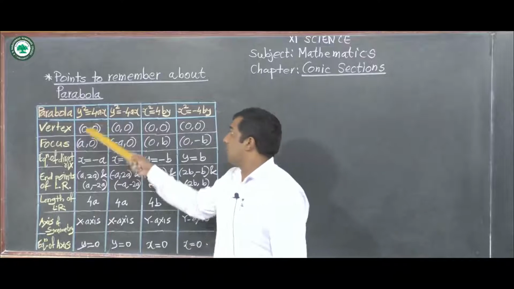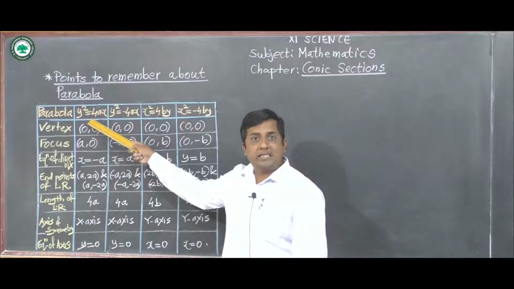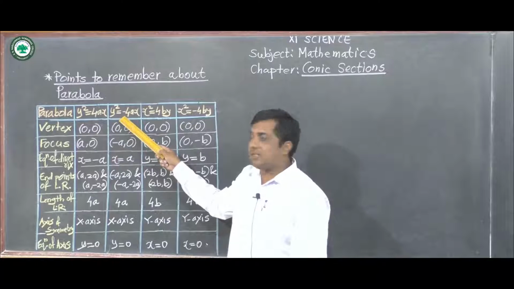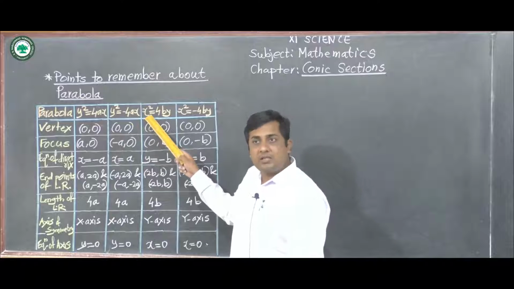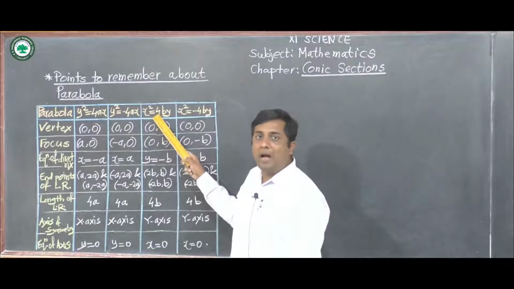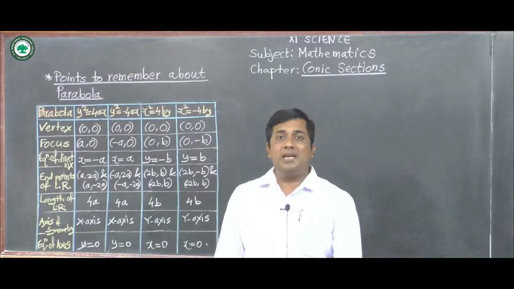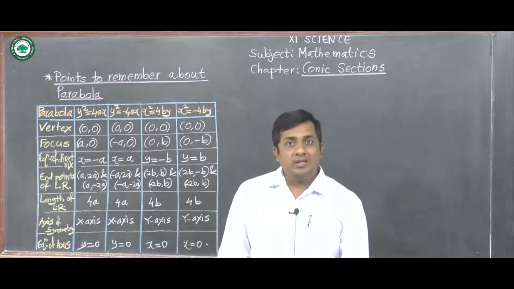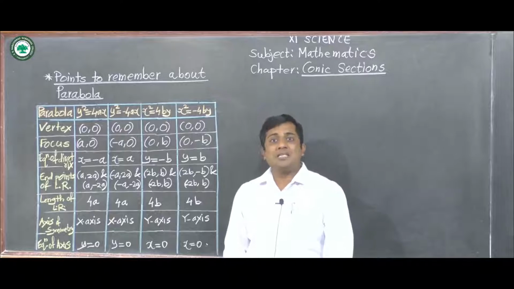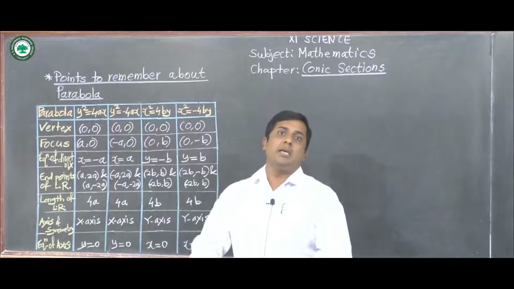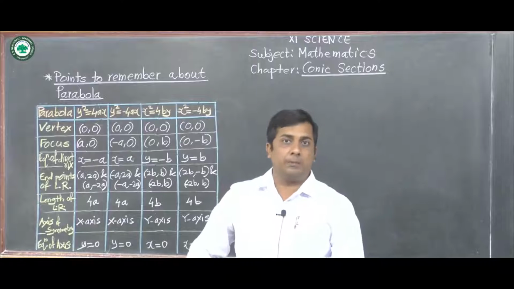Here first is y square is equal to 4ax. Second is y square is equal to minus 4ax. Third is x square is equal to 4by. And last is x square is equal to minus 4by. We saw these various equations, or we defined these equations, in the last lecture.